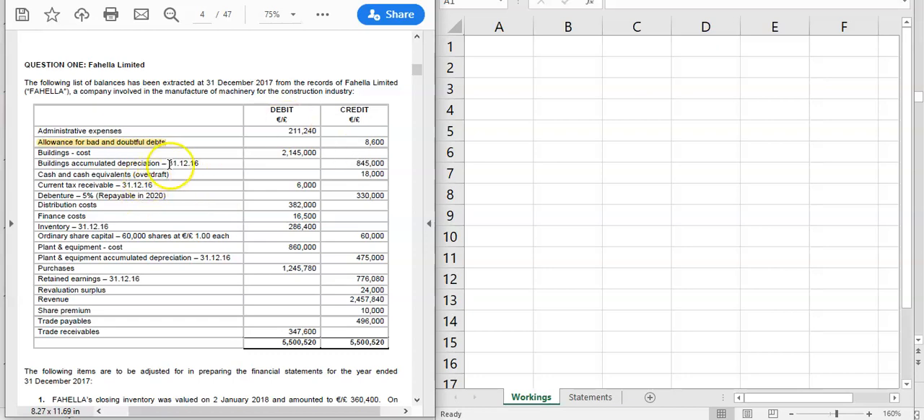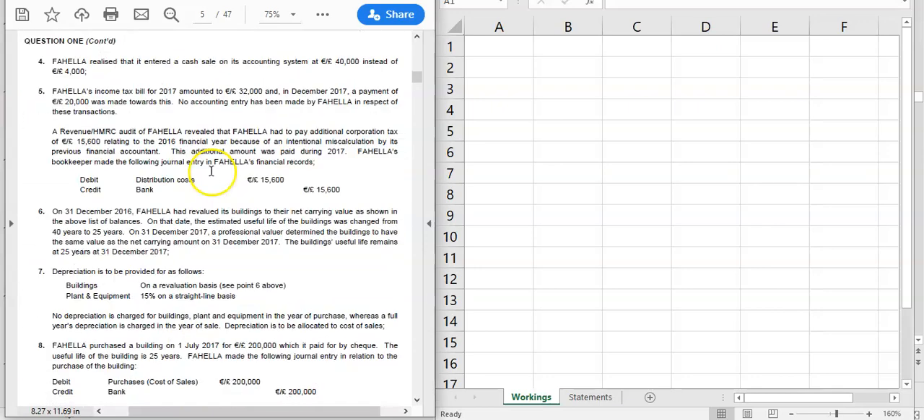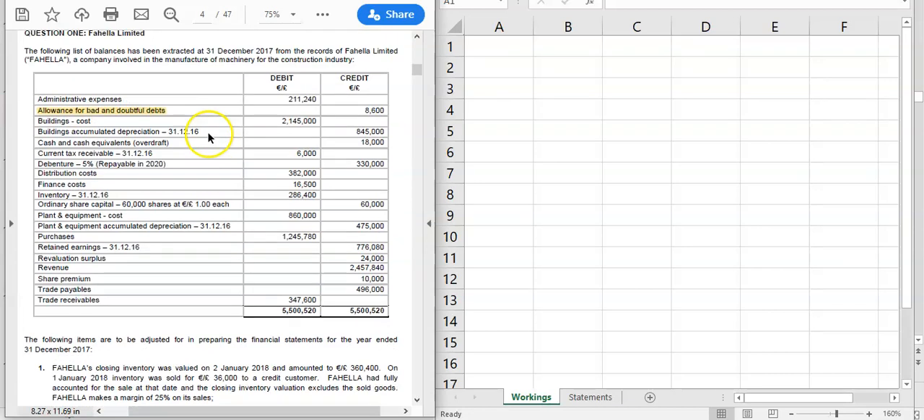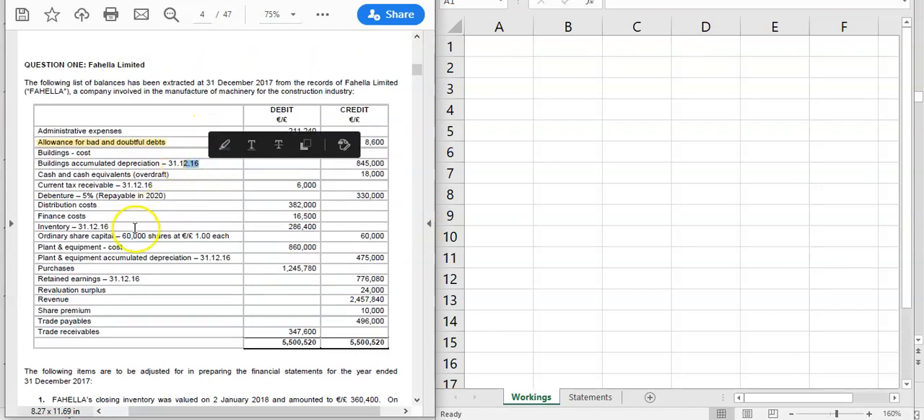Your accumulated depreciation is for the end of last year, so this is 2017. Because remember, if you go back to the questions, we're asked for 3 statements now, all at the end of 17. Sometimes you're only asked for A and B, the statement of profit and loss and the statement of financial position. Other times you might be asked for a statement of changes in equity. Nice marks, so don't throw them away. We'll come back to that. So that's at the end of last year.